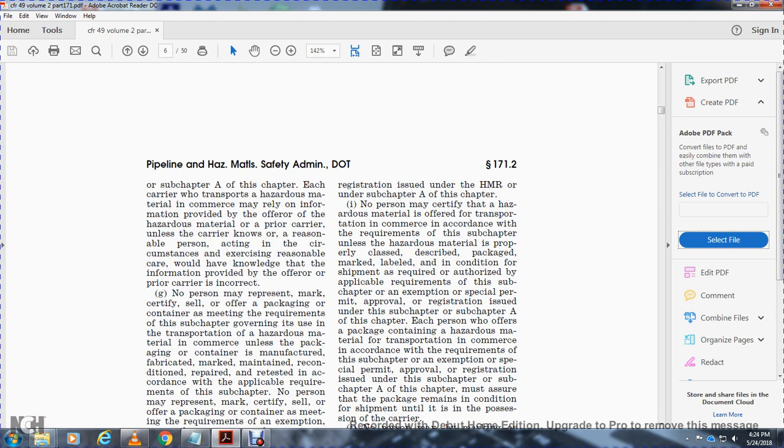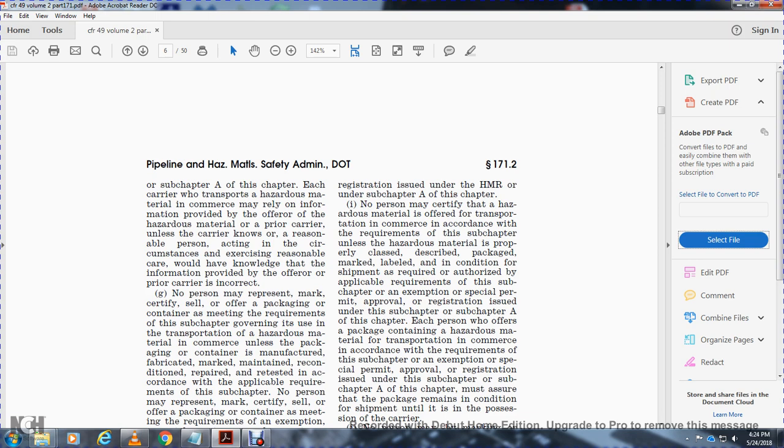No person may offer hazardous materials for transportation in commerce according to the requirements of this chapter, this subchapter, unless the hazardous material is properly classified, described, packaged, marked, labeled, and in condition for shipment as required or authorized by applicable requirements of the subchapter, an exemption, a special permit, approval, or registration issued under the subchapter and subchapter A of this chapter.